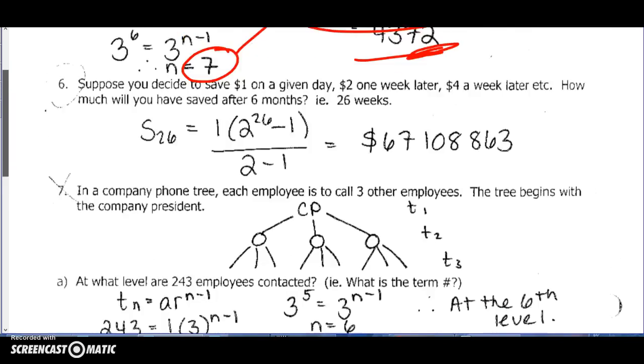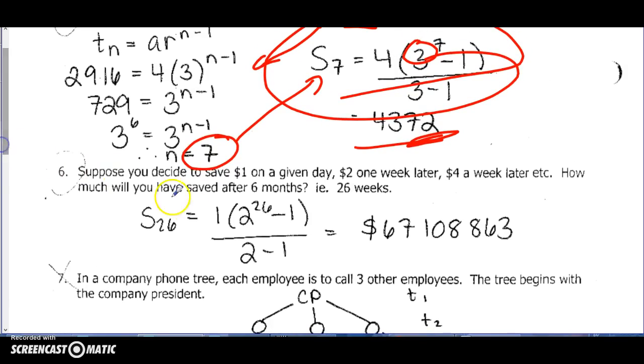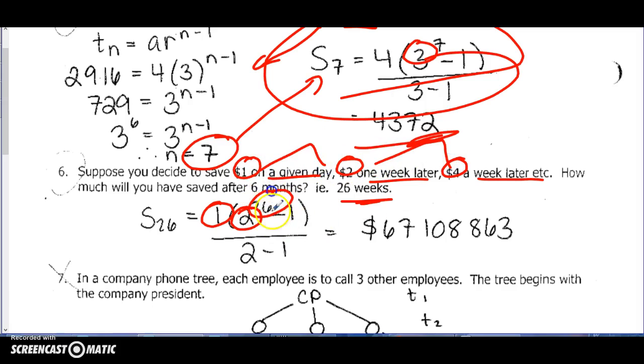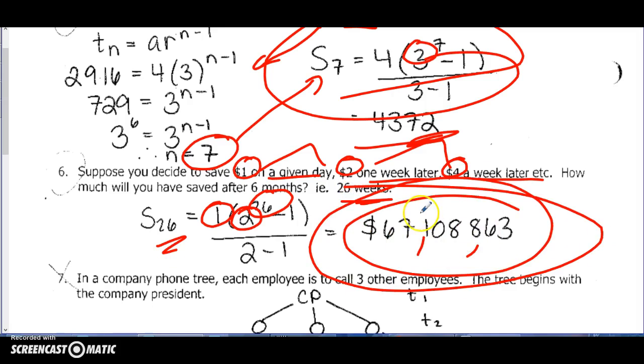Number 6 and number 7. Number 6 we'll do in class. Check this out here. Crazy stuff. You save $1 on a day, $2 a week later, $4 a week later. How much money do you have in 26 weeks? Simple question. There's your A. There is your R. You're multiplying by 2 each time. 1, 2, 4. 26 weeks, half a year. You're up to, that is a big number. Okay, $67 million. It's insane to think about that.